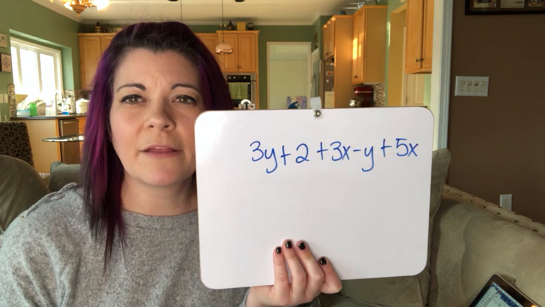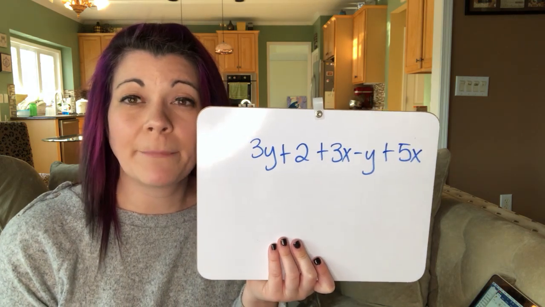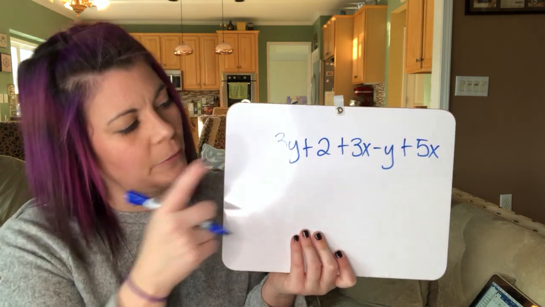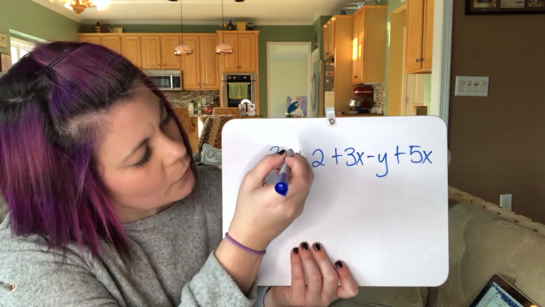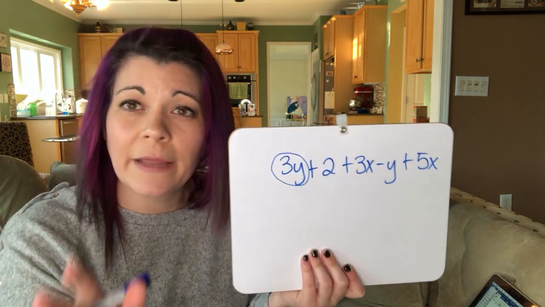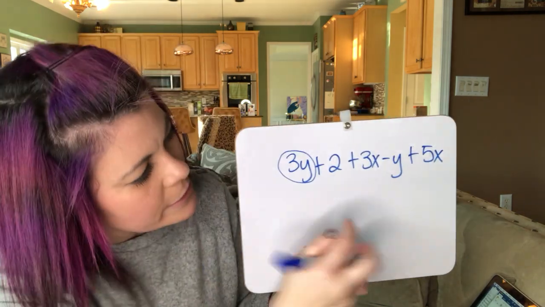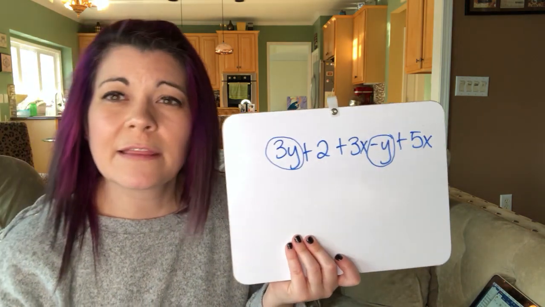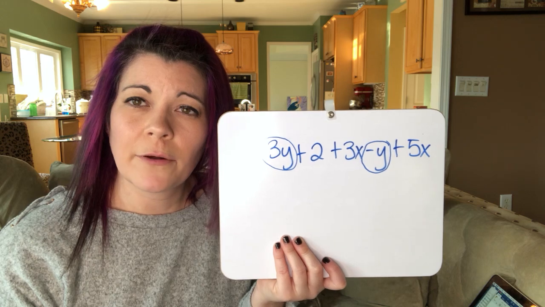Okay, so 3y plus 2 plus 3x minus y plus 5x. I always start combining them knowing the leading coefficient. The leading coefficient's y. So I'm looking for all the y's, just y's, no y squared, no y cubed, just y. Here's another y. Remember, take the operation in front of it. I think that's our only other y.